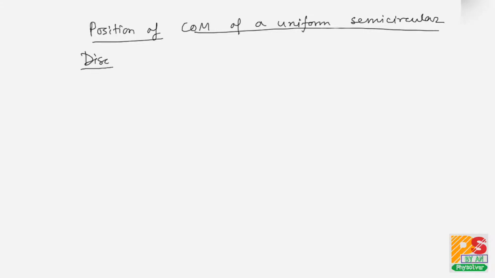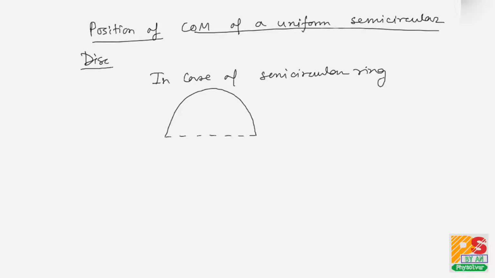Now I suggest you watch my last video where I found the position of center of mass of a uniform semicircular ring. In the case of a semicircular ring, we obtained that the position of center of mass lies on the symmetrical axis at a distance of 2r by pi.